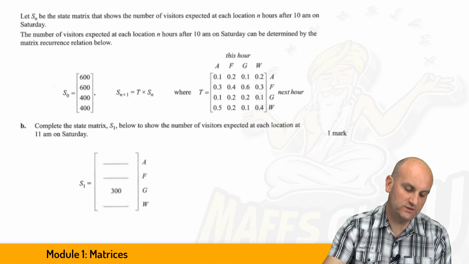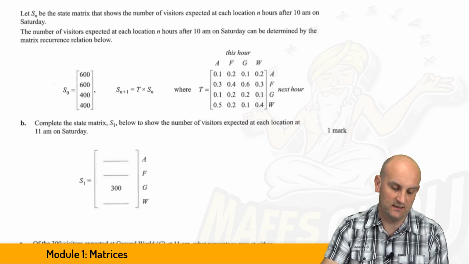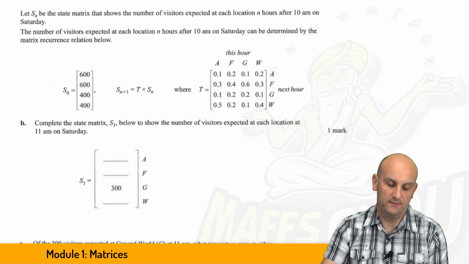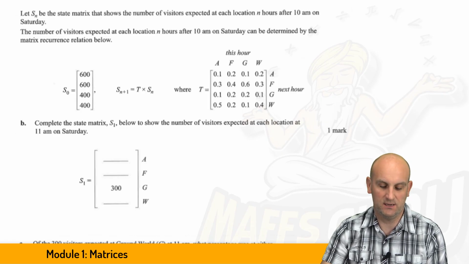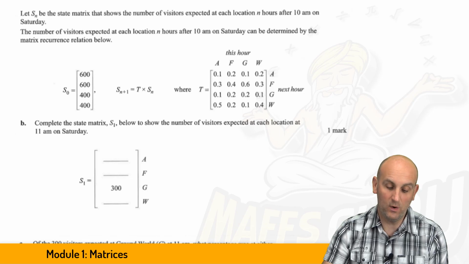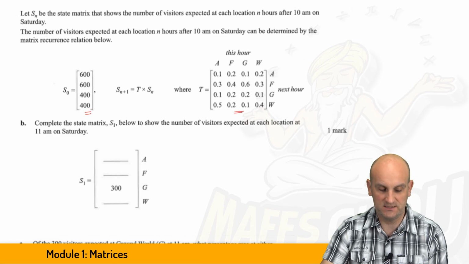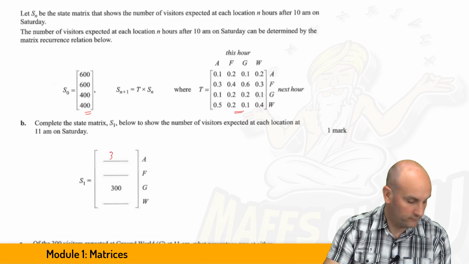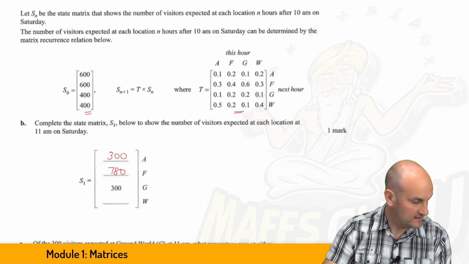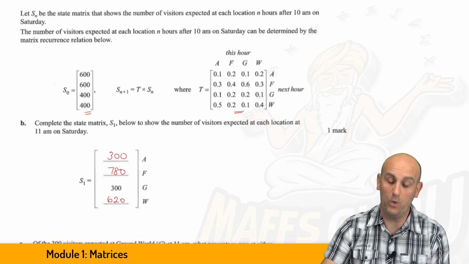Let Sn be the state matrix that shows the number of visitors expected at each location n hours after 10 a.m. on Saturday. The number of visitors expected at each location can be determined by the matrix recurrence relation below. Complete the state matrix S1 below to show the number of visitors expected at each location at 11 a.m. on Saturday. All I needed to do was put this matrix in and multiply it by that matrix there, and I'm not going to do that because my calculator is running out of battery. But what I ended up with was 300, 780 and 620. So that was my state matrix S1.